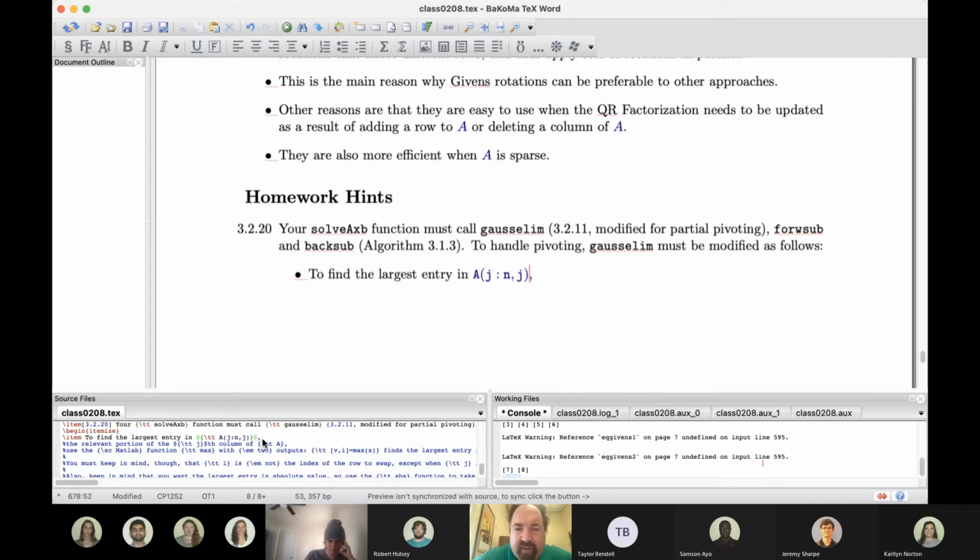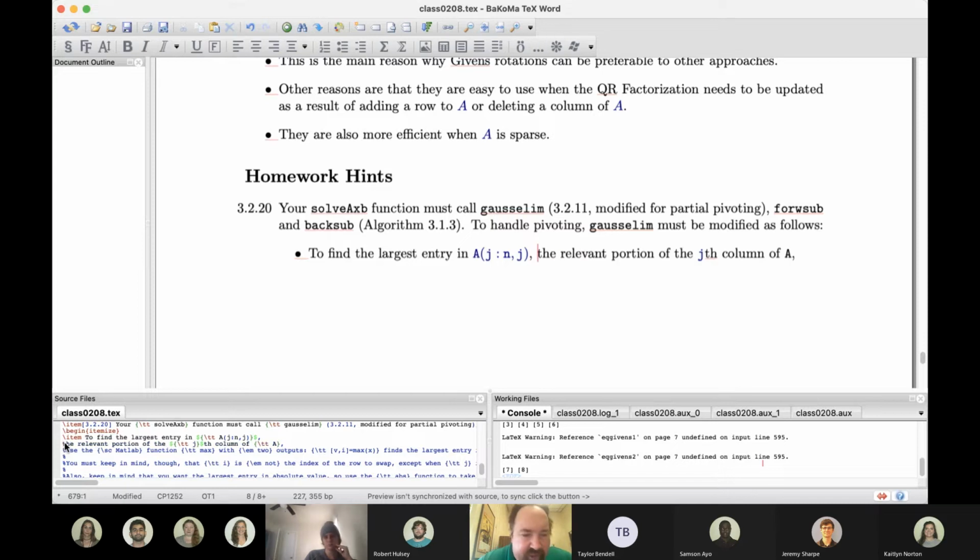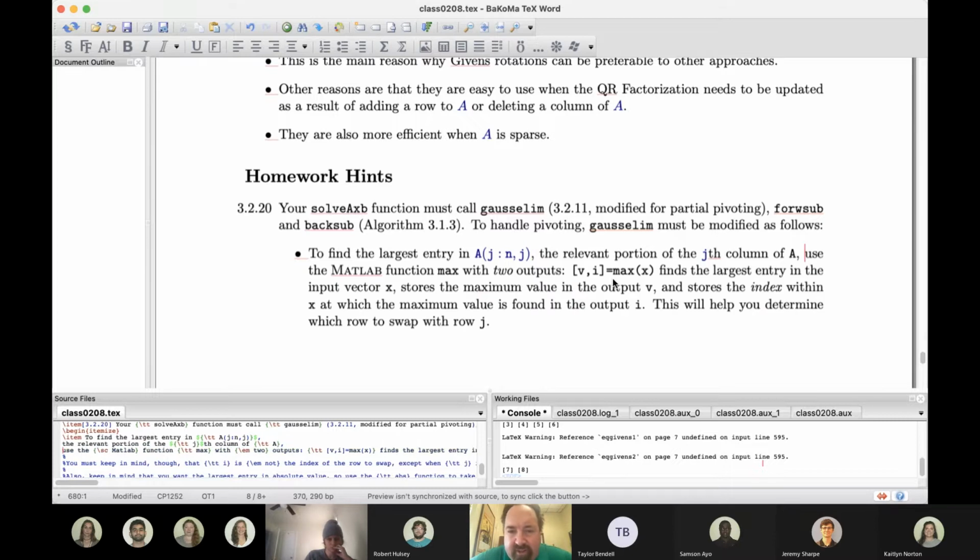Now, you're working in column J in Gauss elimination, and you need to check a part of that column from the diagonal to the bottom. That's how you describe it in MATLAB: rows J through N, column J. So that's the portion of a column that you need to check. So the way you do that is use MATLAB's max function. If you tell MATLAB to use max to find a maximum value of a vector, you can actually have it return two outputs, and that's what you want in this case.